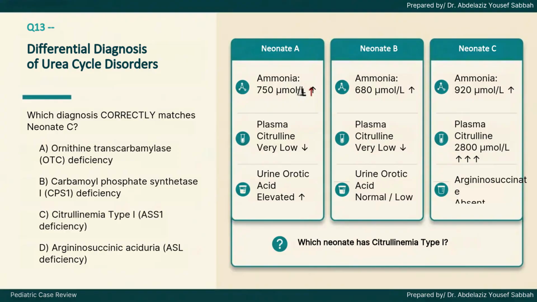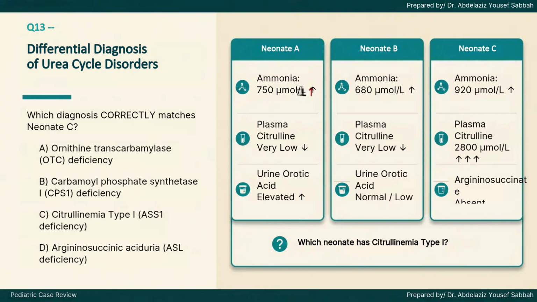Case 13. Compare 3 neonates. Neonate A has ammonia of 750 micromoles per liter, very low plasma citrulline, and elevated urine orotic acid. Neonate B has ammonia of 680 micromoles per liter, very low plasma citrulline, and normal or low urine orotic acid. Neonate C has ammonia of 920 micromoles per liter, plasma citrulline of 2,800 micromoles per liter, markedly elevated, and absent argininosuccinate. Which diagnosis correctly matches neonate C?